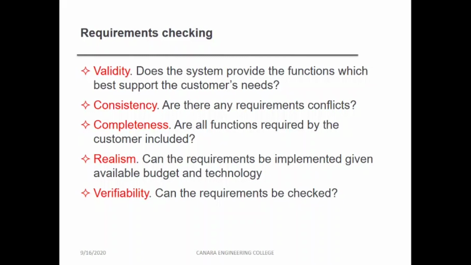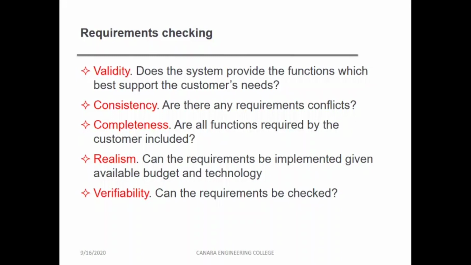In the validity check: does the system provide the functions that best support the customer's needs? As per the customer requirements, what the software engineer has developed is checked in the validity check. Consistency check: is there any conflict in the requirements? Whatever requirement the customer has given, is it met by the software engineer consistently across all the modules? That is checked in the consistency check. Completeness: as a whole system, whether all the functions required by the customer are met is checked in the completeness check.